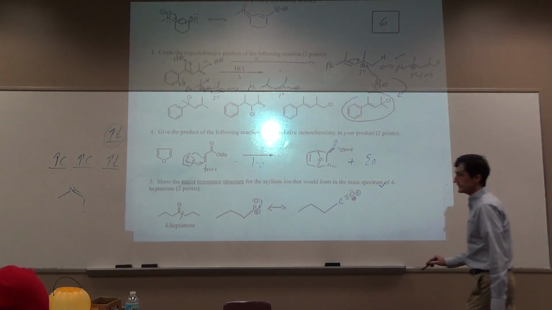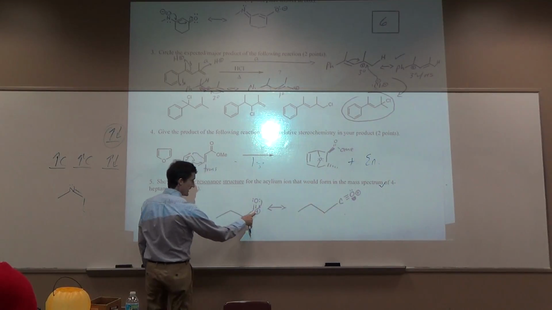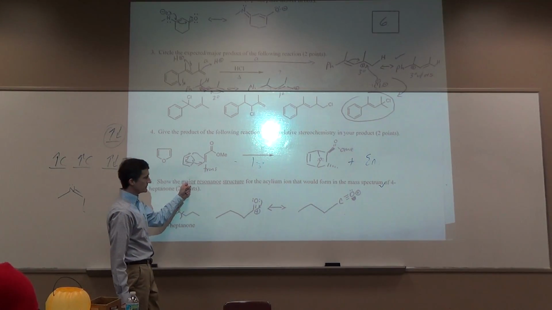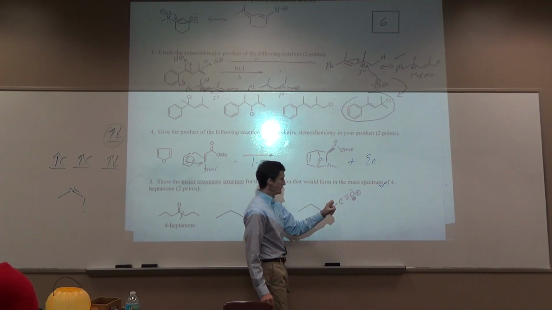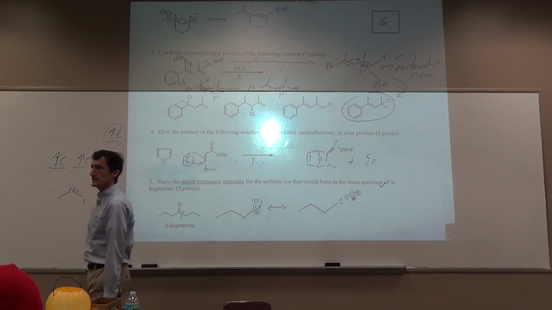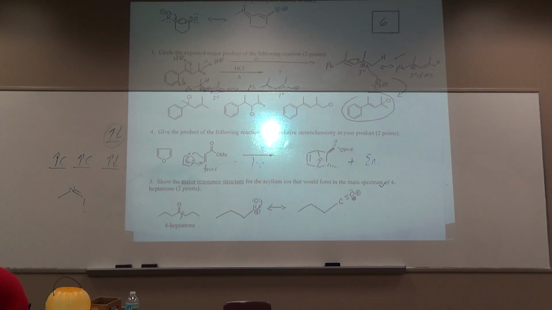Acylium ion. You decide to cleave, you're going to get this cation, right? That's acylium, but I asked for the major resonance structure. So we want to draw here the triple bond, more bonds. Acylium ion. Major cleavage pathway for carbonyl compounds.